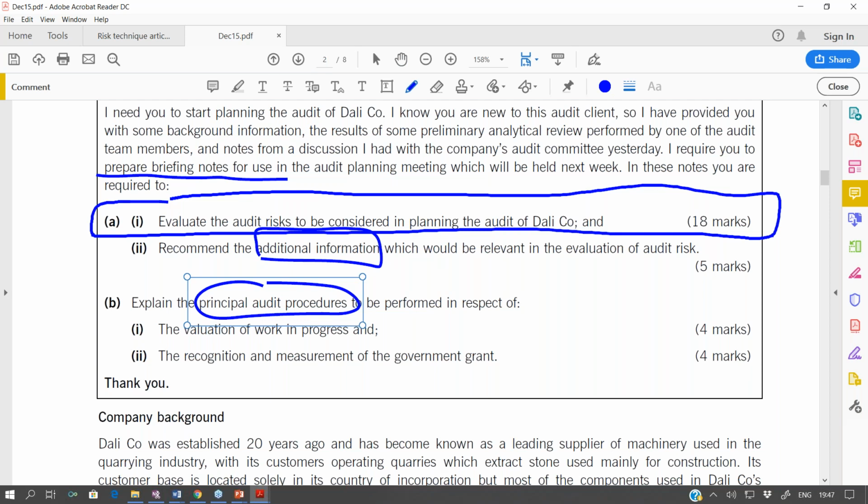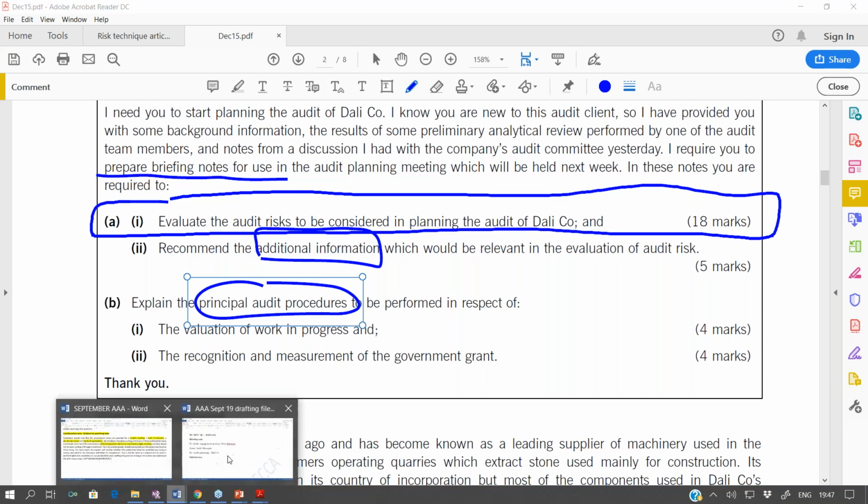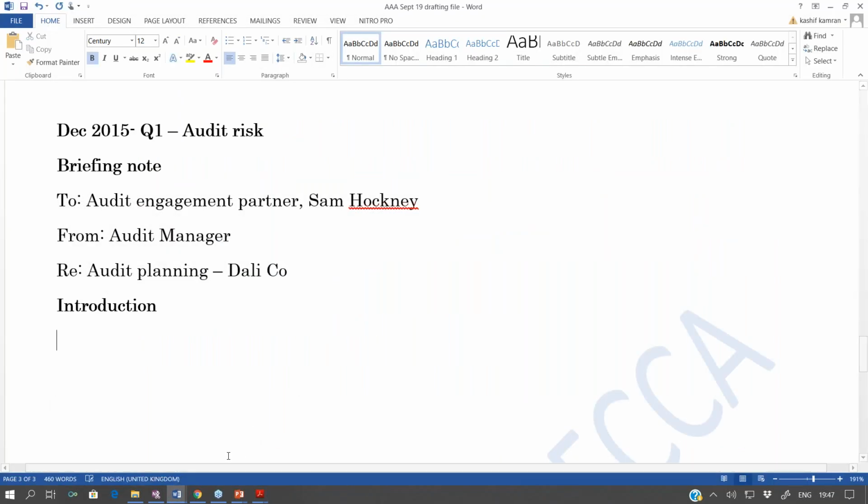Now see how I write that in a sentence in the introduction. Introduction. The purpose of writing this briefing note, right? Sentence does not mean a line, right? Sentence means where you put a full stop.